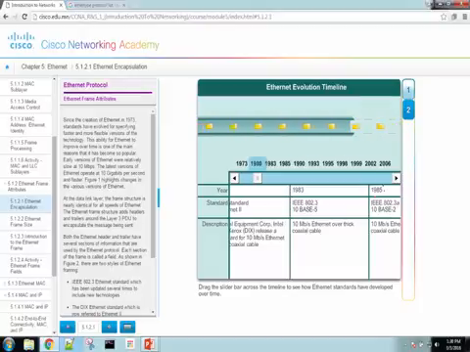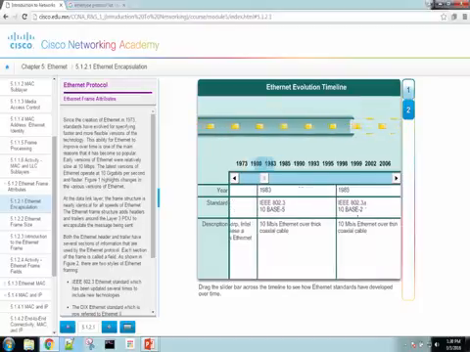Two years later, they came up with 10Base2. This one runs over thin coaxial, which has different characteristics from thick coaxial. It's easier to work with, cheaper, and so on. In this case, as you can see, it's Base2, meaning the distance can be up to 200 meters.